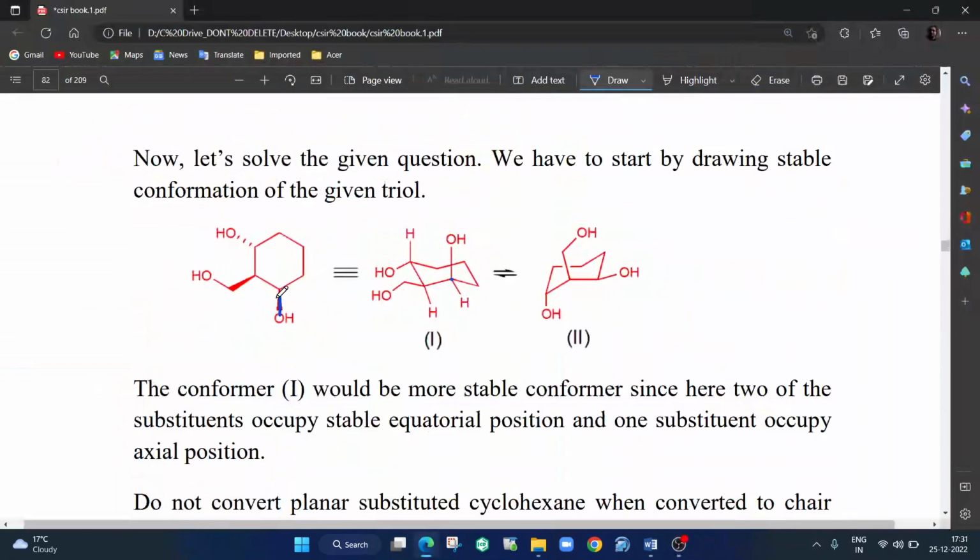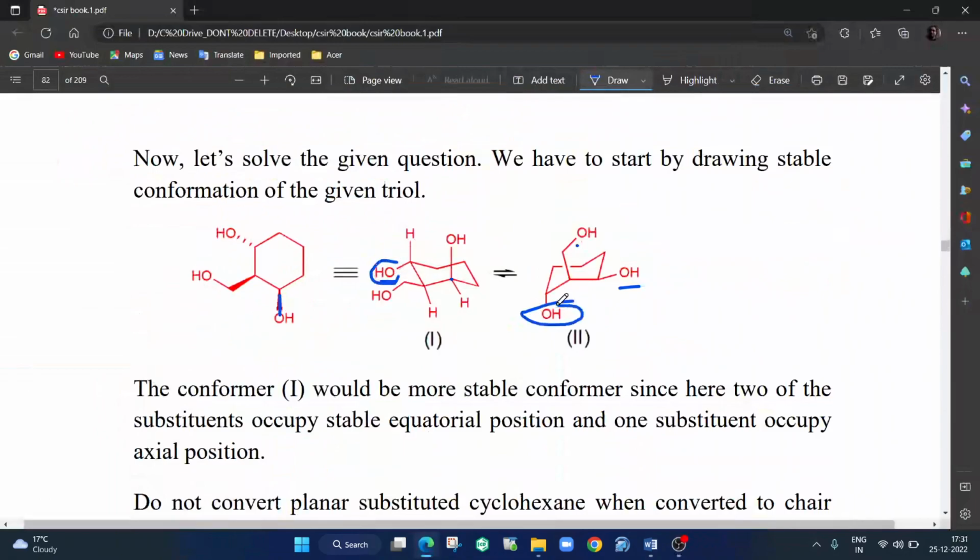So in planar structure, whatever is towards the viewer, please draw it above the plane. Whatever is away from the viewer, please draw it below the plane. Okay, so hydrogen above the plane, OH is below the plane because OH is away from the viewer. Now it flips. Once it flips, all the axial positions become equatorial and all the equatorial become axial. So this OH from axial went to equatorial, this CH2OH from equatorial became axial, and this OH from equatorial became axial.